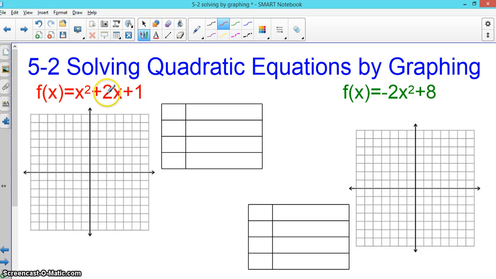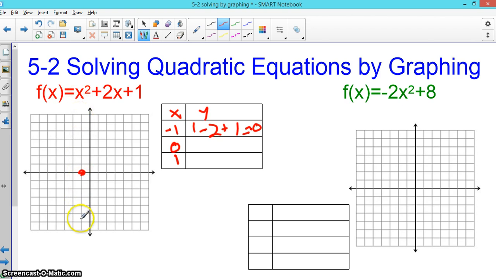So the vertex is at negative b over 2a. That's negative 2 over 2 times 1, so it's at negative 1. So x and y. I'm going to put negative 1 right here. And you're going to see what I'm doing here in a second. If I plug in negative 1, I get 1 plus minus 2 plus 1, and so it's 0. So the vertex is at negative 1 comma 0 right here.